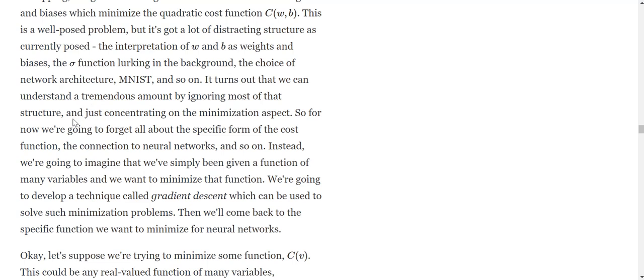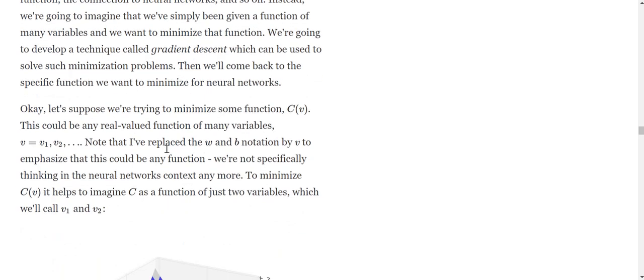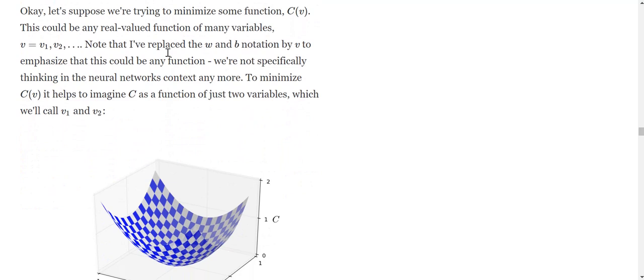So for now, we're going to forget all about the specific form of the cost function, the connection to the neural network, and so on. Instead, we are going to imagine that we've simply been given a function. We are going to develop a technique called gradient descent, which can be used to solve such a minimization problem. Then we'll come back to the specific function we want to minimize for neural networks. Okay, I hope this makes sense because this was pretty straightforward, I believe.